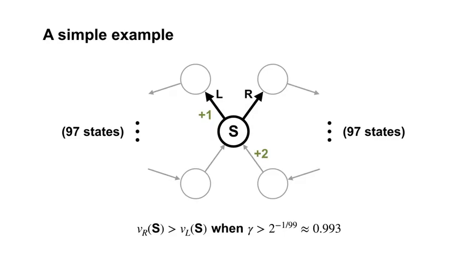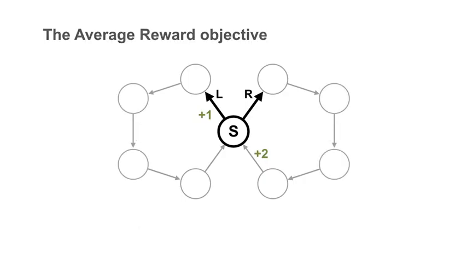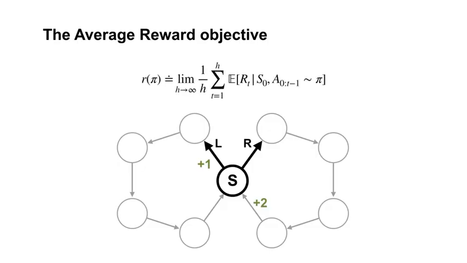Now, what's wrong with having larger gamma? Larger values of gamma can also result in larger and more variable sums, which might be difficult to learn. So is there an alternative? Let's discuss a new objective called the average reward. Imagine the agent has interacted with the world for H steps. This is the reward it has received on average across those H steps. In other words, its rate of reward.